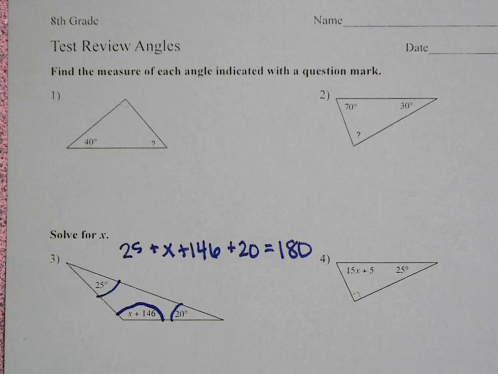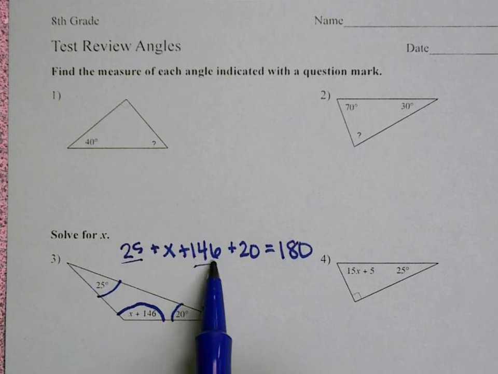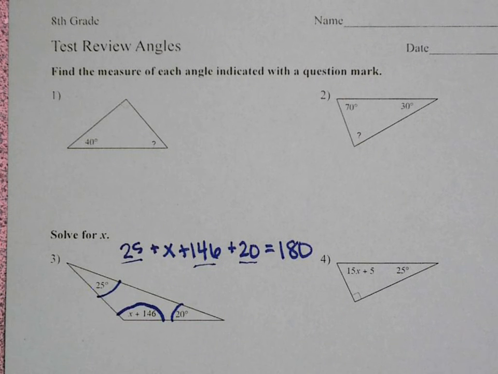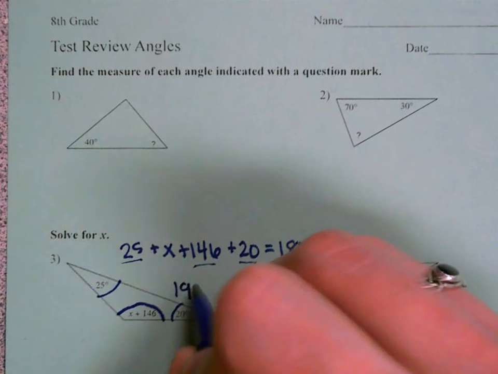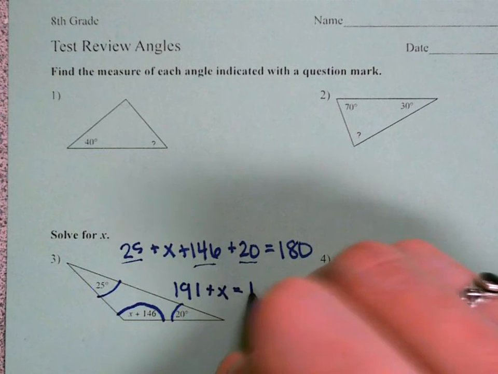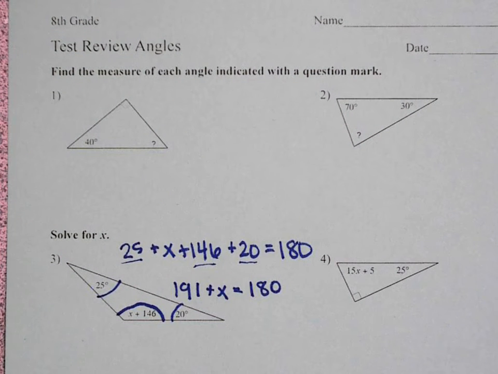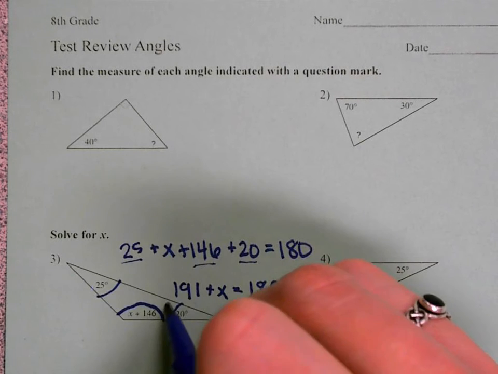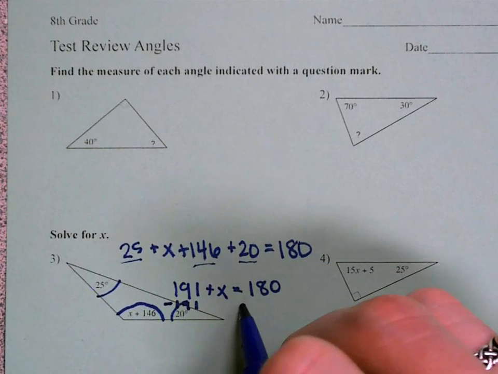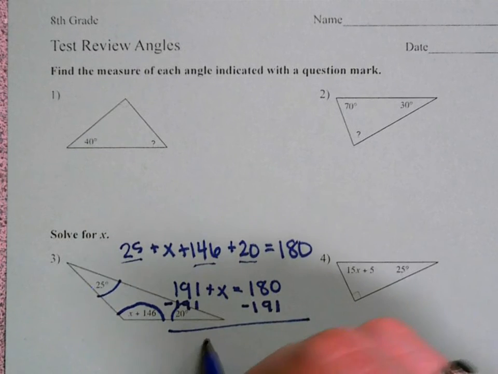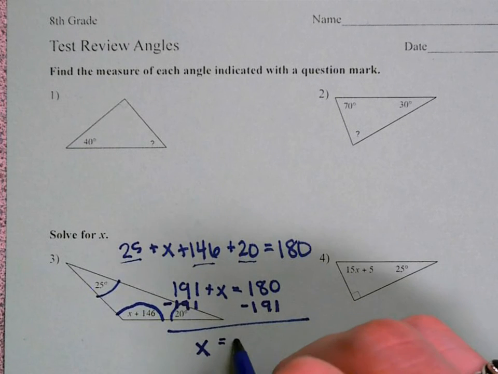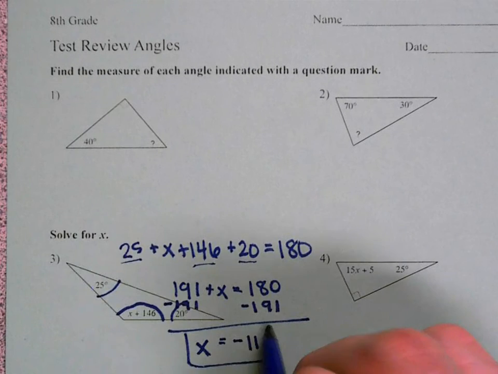The first thing I want to do is combine like terms. So we can combine 25, 146, and 20. If I add 25 and 146 and 20, I'm going to get 191. So I'll have 191 plus x equals 180. Now I still have to get the x by itself, so I'm going to do the opposite to get rid of this 191, which is subtract. And then I have x equals negative 11.